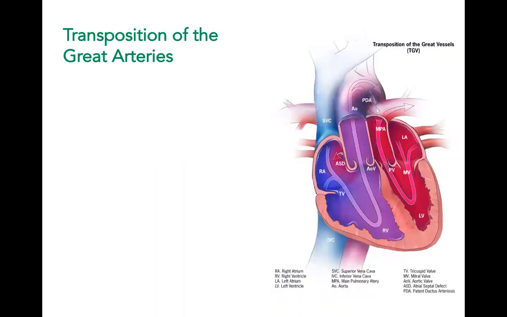Next is your transposition of the great arteries. So remember, ang pathway natin, di ba? In a normal heart, we have the right atrium, right ventricle, pulmonary artery, okay? The left atrium, the left ventricle, and then the aorta. So pag sinabing transposition of the great arteries, nagpalit ang aorta tsaka pulmonary artery. So ito na ngayon, ano nang mangyayari? This is the right atrium, right ventricle, tapos biglang aorta na. Alright?